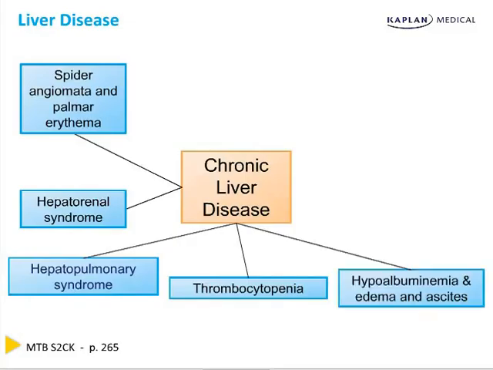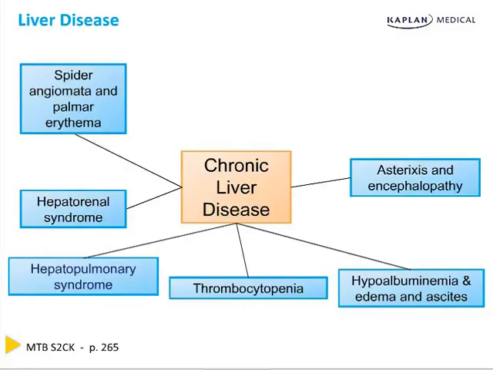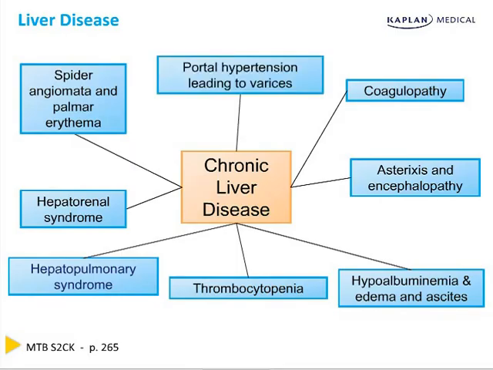The liver produces albumin, so you get hypoalbuminemia. Therefore, you lose oncotic pressure, and you have edema and ascites. The liver clears different toxins, so you get asterixis and encephalopathy from the buildup of GABA. The liver also produces our clotting factors. Therefore, without them, you become coagulopathic. And lastly, chronic liver disease leads to portal hypertension, which can lead to the development of varices in the esophagus, stomach, and rectum. You combine varices with coagulopathy, and you now have a combination for disaster.